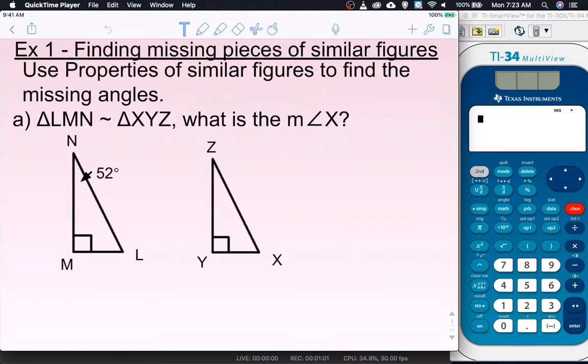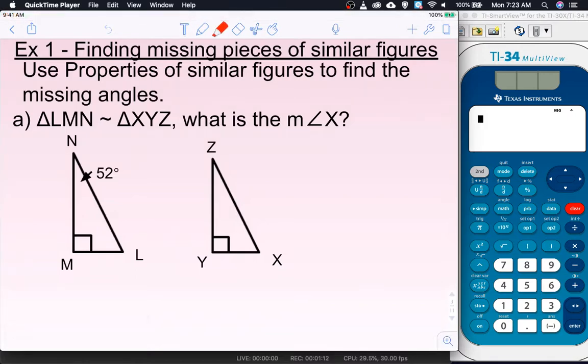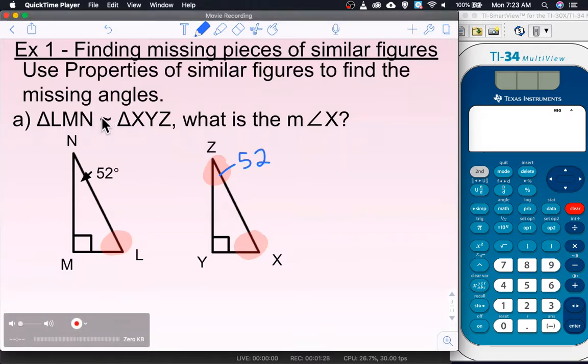So, finding missing pieces of similar figures. Use properties of similar figures to find the missing angles. So right now we have three angles without measures. We don't know how big this one is, and that one. So we want to find those three angles. Things I can do right off the bat: I know that this is 52 because the two shapes are similar, which means their angles are exactly the same.